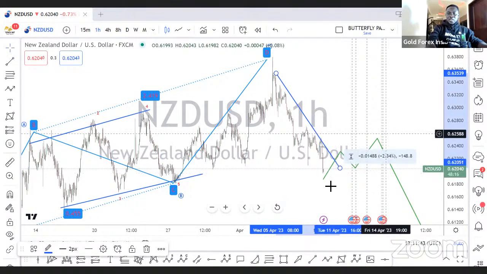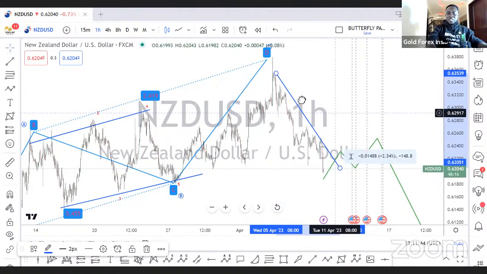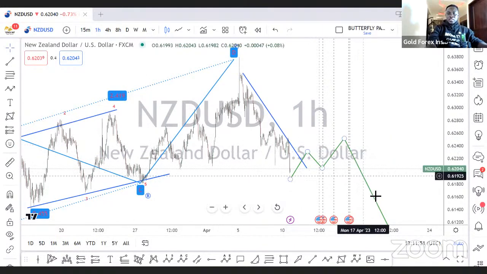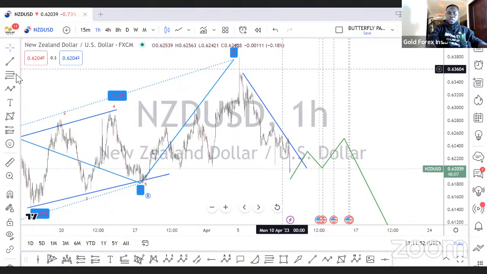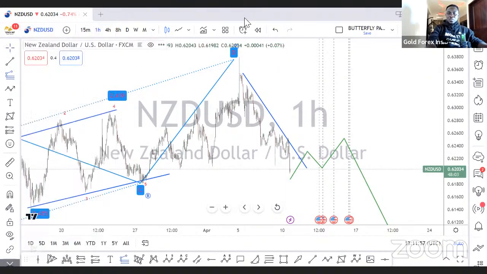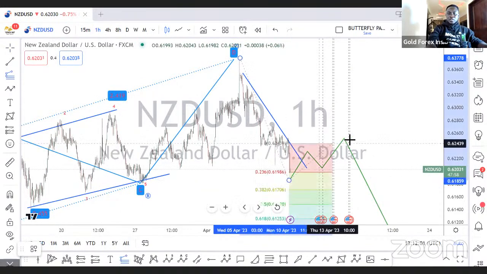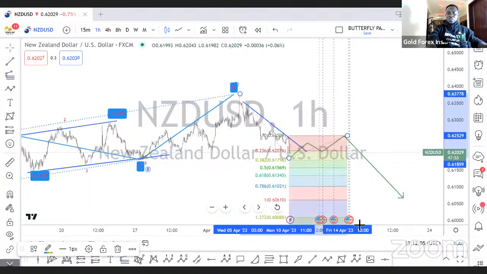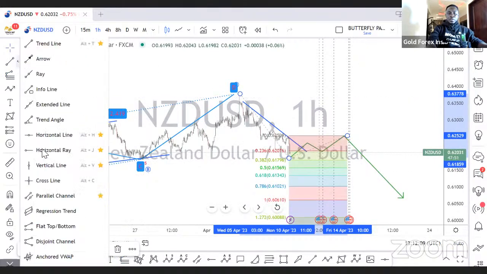So wait for a structure, a correction that will break the previous impulsive leg like this. Once it breaks and forms maybe a zigzag, flat, or triangle here as a correction, then you can join the sell, and you can use your Fibonacci trend-based extension, put it here, drag it here, then you can look out for your 1.0 Fibonacci extension, which is here.